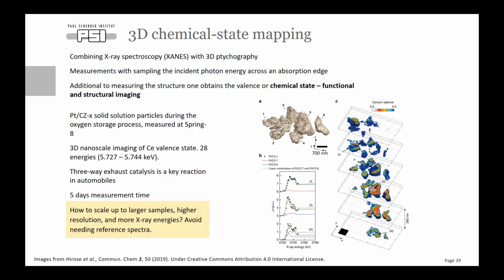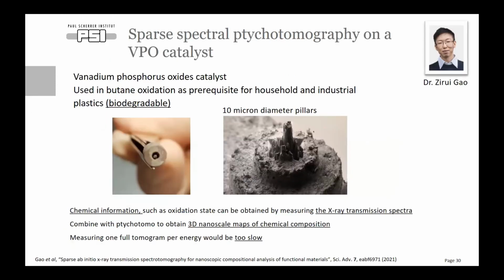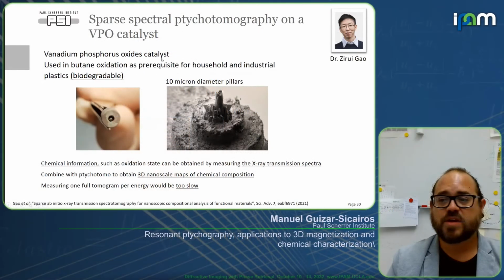So the sample that we analyzed in this case is a few microns, maybe 2 microns, and we wanted to scale it up to measure on the order of dimensions of 10 microns. Here, the sample that we were studying is this VPO catalyst.